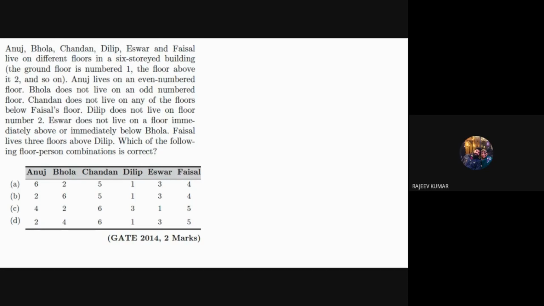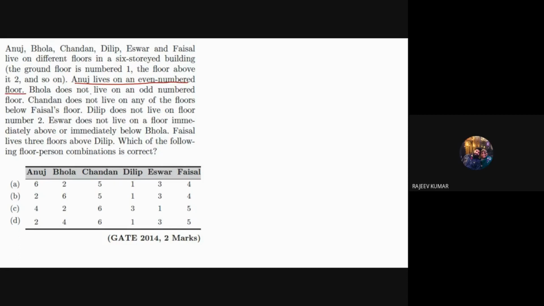Anuj, Bhola, Chandan, Dilip, Ishwar, and Faisal live on different floors in a six-story building. The ground floor is one, then two, and so on. We have six numbers. Anuj lives on an even numbered floor: six, two, four are all even numbers. So the first sentence has been covered and it is correct for all the options.